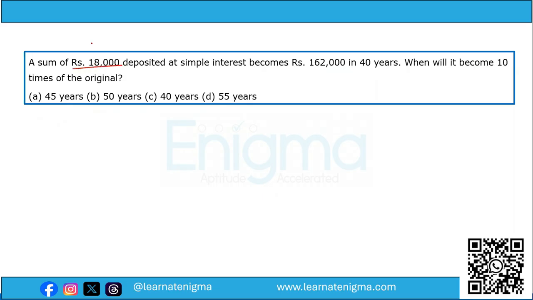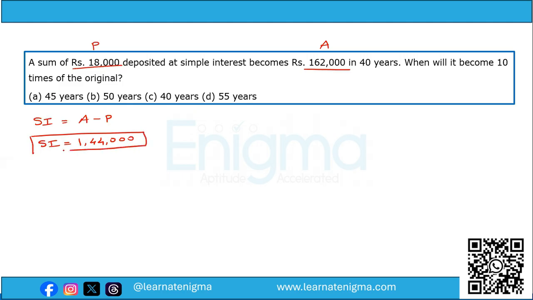Now, 18,000 becomes the principal, 1,62,000 becomes the amount. So, simple interest is amount minus principal. Therefore, it comes out to be 1,44,000.